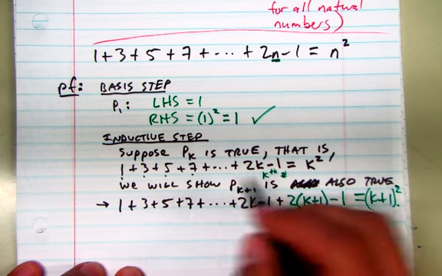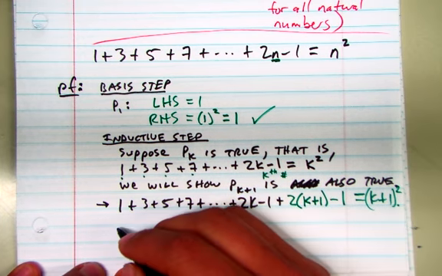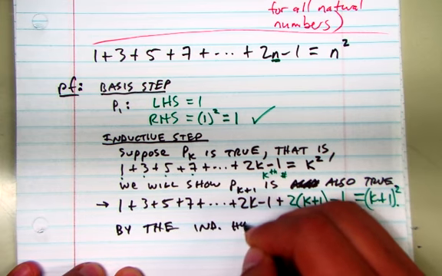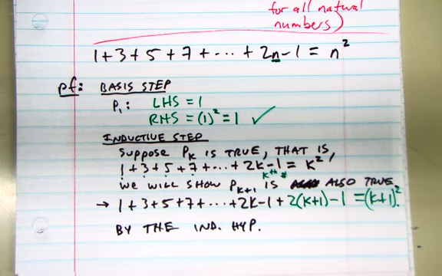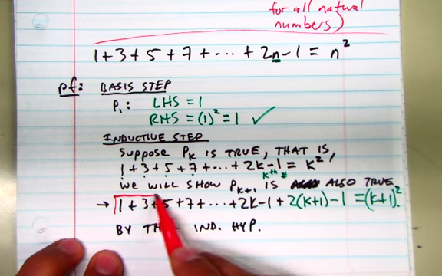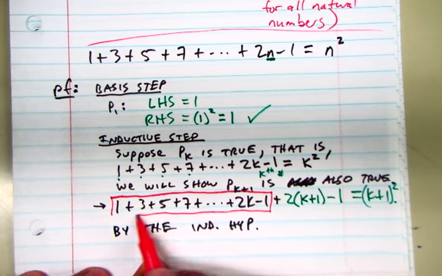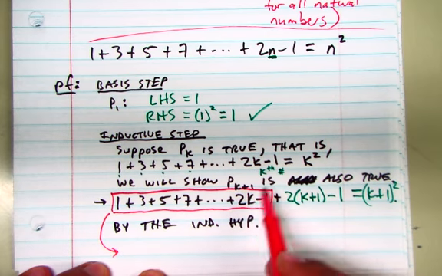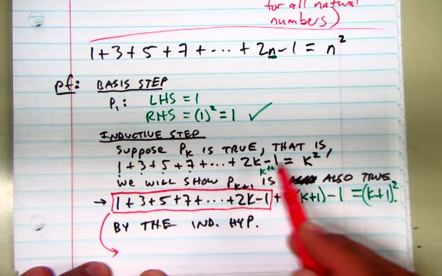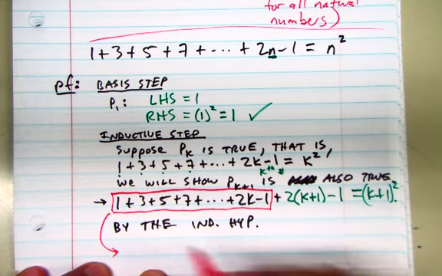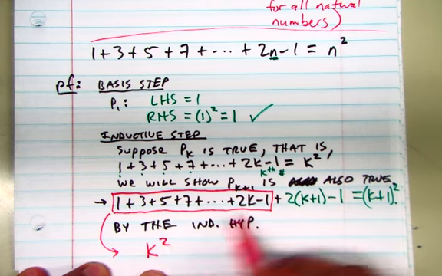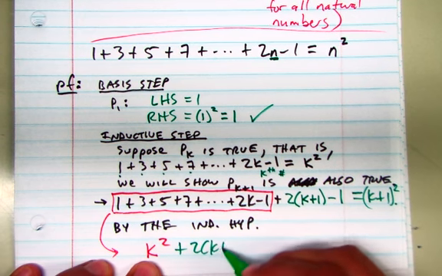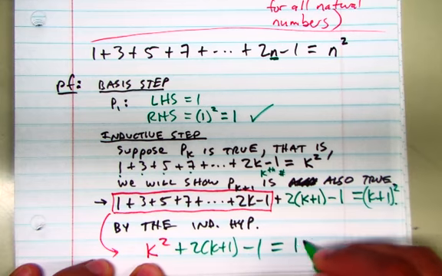Okay? Well, here's the big leap that we're going to make. Now we're going to use our inductive hypothesis. Okay, so by the inductive hypothesis, we know what these equal, don't we? What does the first k numbers add up to, according to our hypothesis at the beginning here? It adds up to k squared, right? So this red box becomes k squared, and now I still have this 2 times k plus 1 minus 1, and we're still trying to show that that's k plus 1 squared.